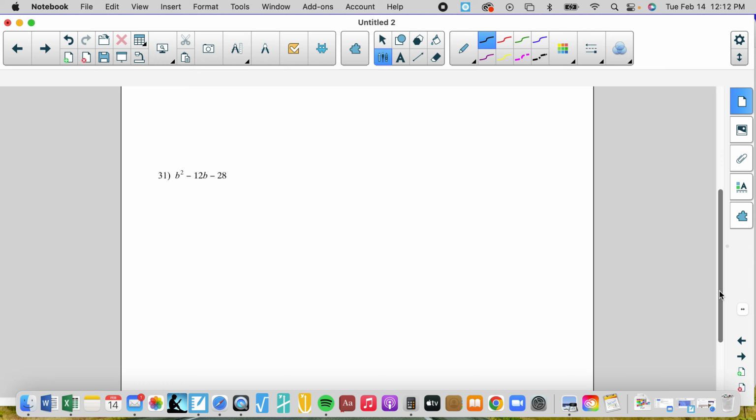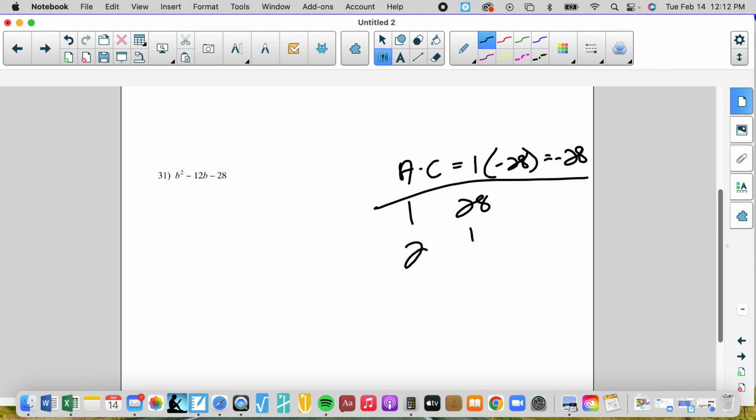Let's move on to 31. 28 is not a perfect square. A times c, 1 times negative 28, negative 28, 1 and 28, 2 and 14, 3, no, 4 and 9? No, not 4 and 9, 4 and 7. Whew. Signs are different. When this is a negative, we know our signs are different. And then we look here, and the bigger is going to get the negative.